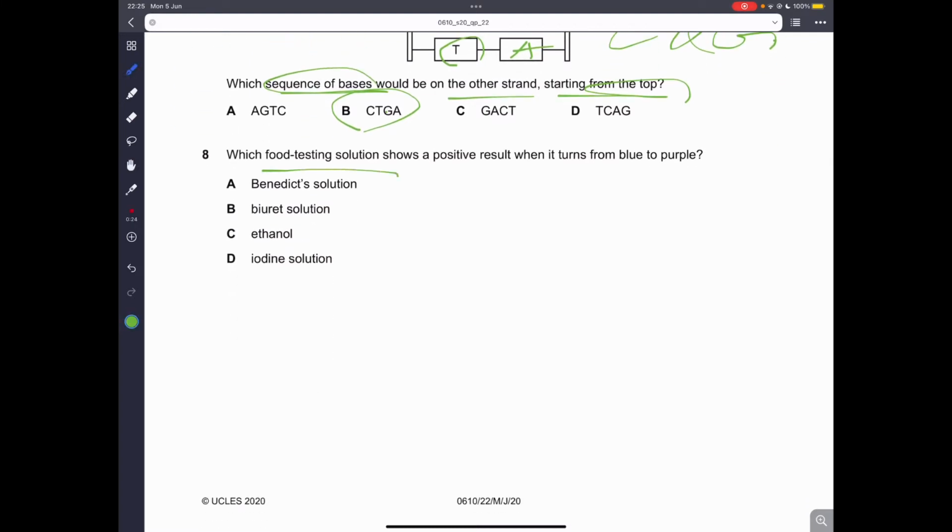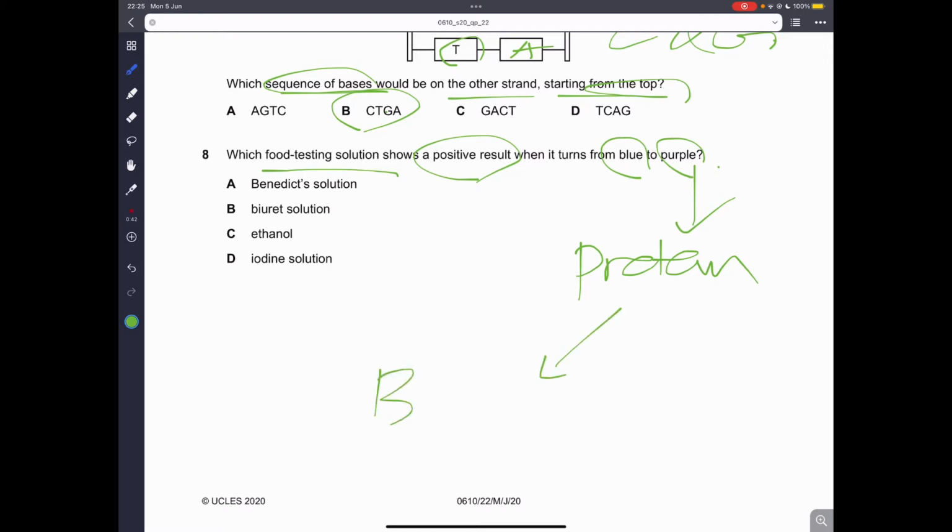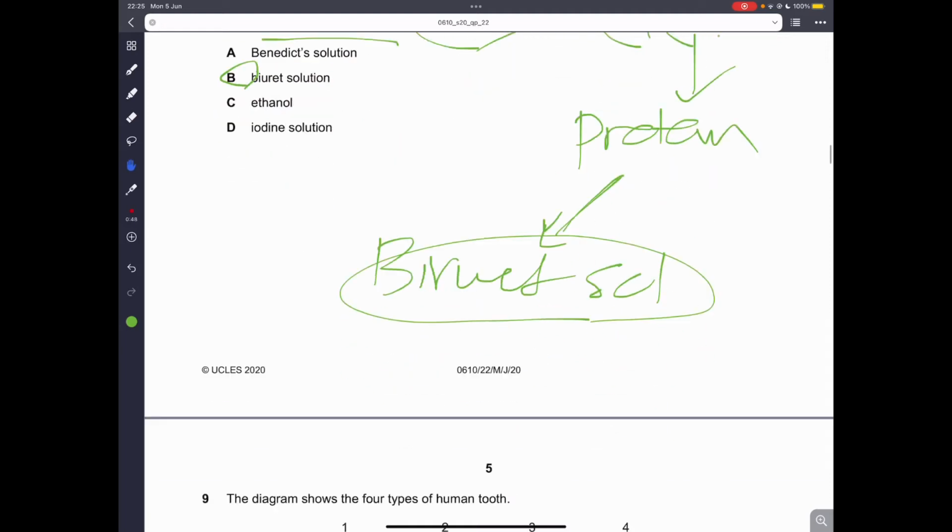Question number 8. Which food testing solution shows a positive result when it turns from blue to purple? Remember, when it turns to purple, this means that protein is present. The solution is basically the biuret solution that you use for the protein test. Therefore, B is the correct answer.